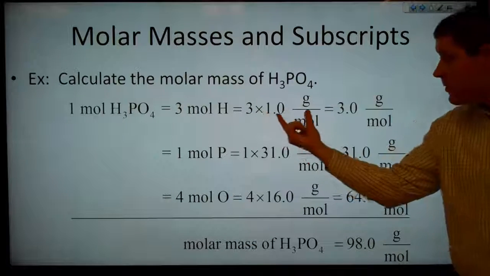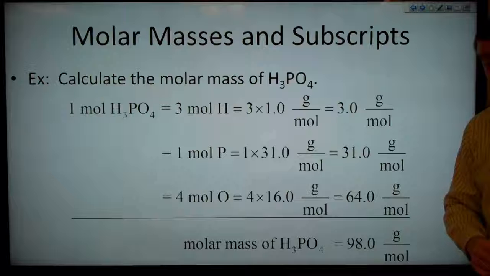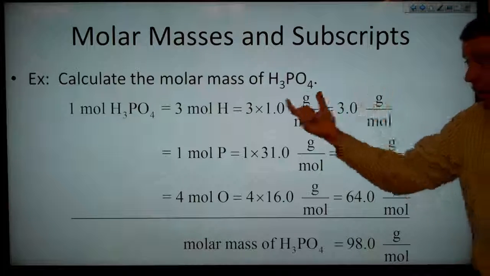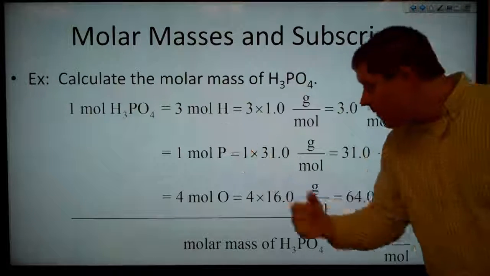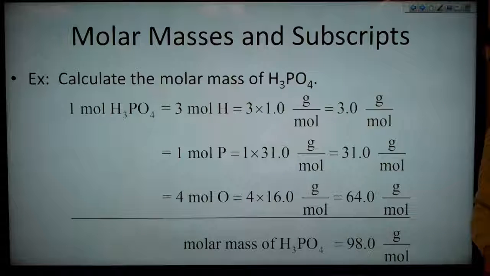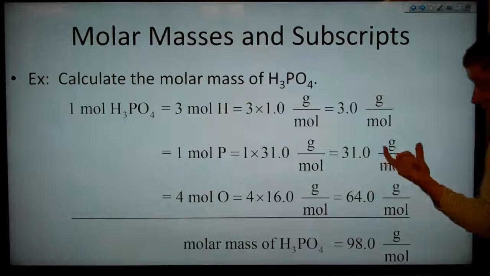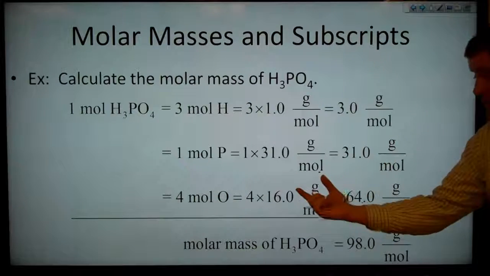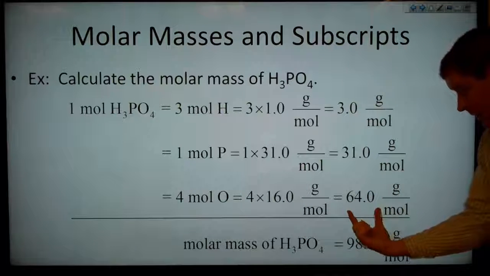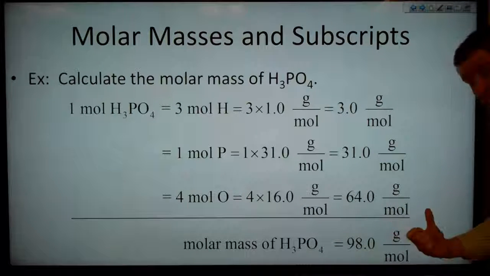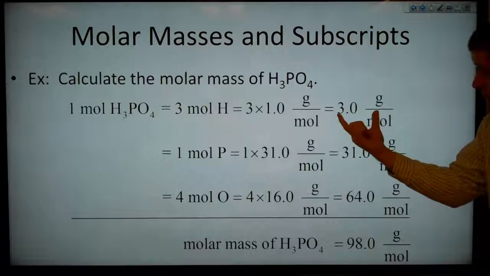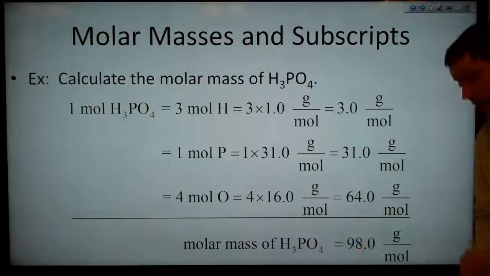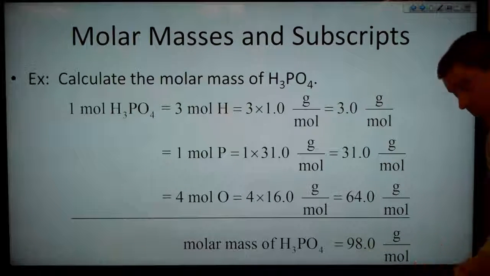So we have 3 times 1 gram per mole for each mole of hydrogen. That gives us 3 grams of hydrogen per mole of phosphoric acid. We have 1 mole of phosphorus, so 1 times 31 gives us 31.0 grams per mole. So we have 31 grams of phosphorus per mole of phosphoric acid. And we have 4 moles of oxygen, so 4 times 16 grams per mole gives us 64 grams of oxygen per mole of phosphoric acid. And when we add them up, 3.0 plus 31.0 plus 64.0 gives us 98.0, so the molar mass of phosphoric acid is 98.0 grams per mole.